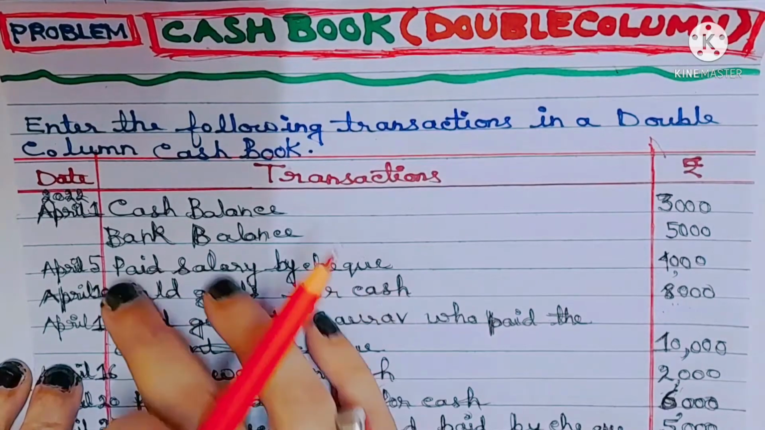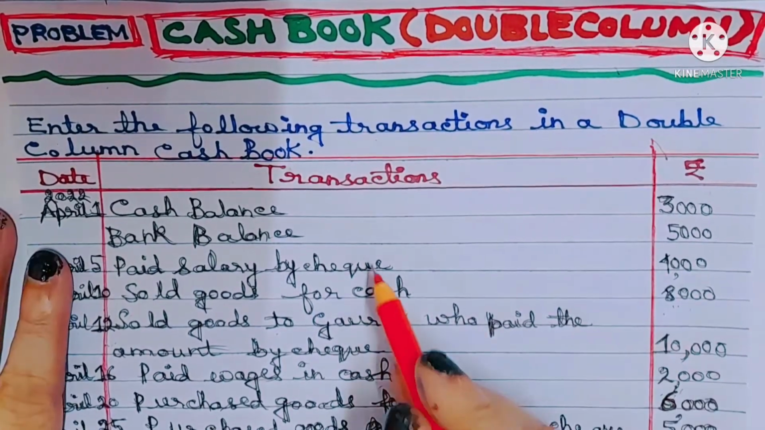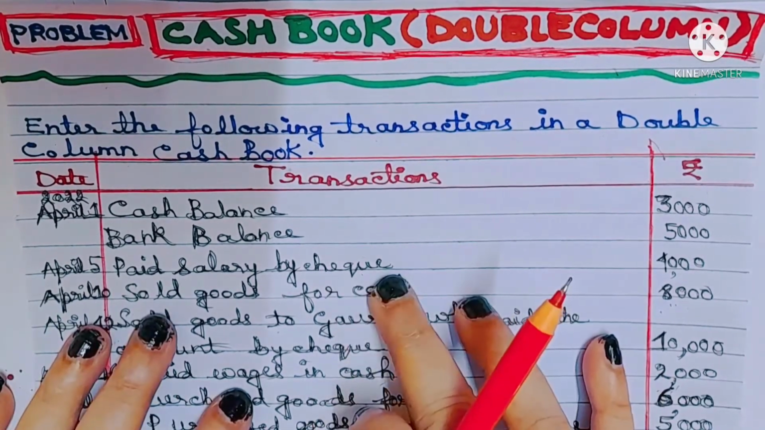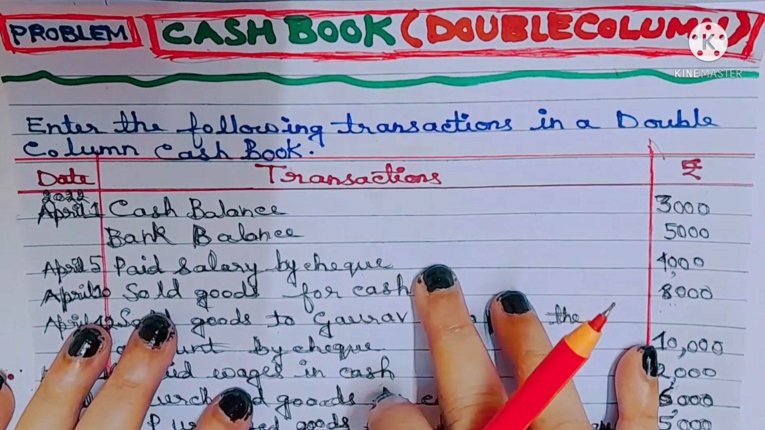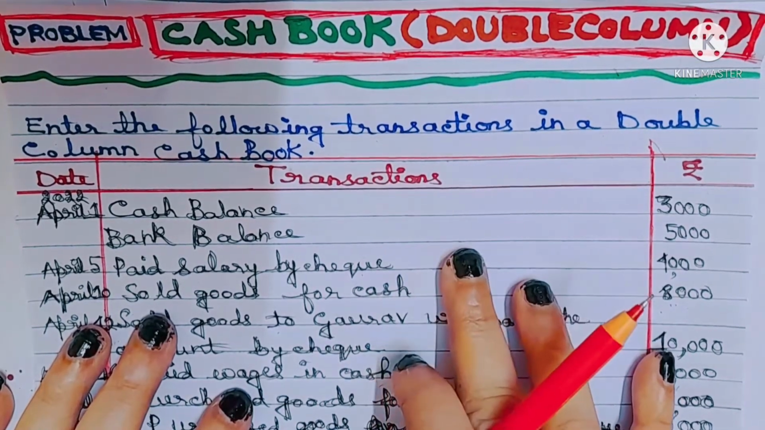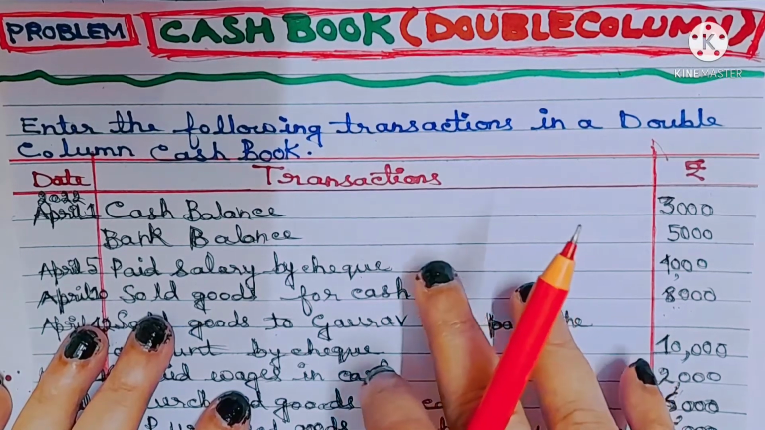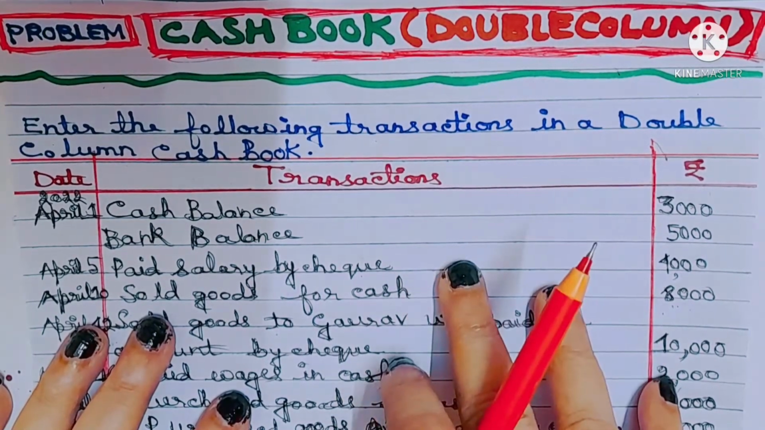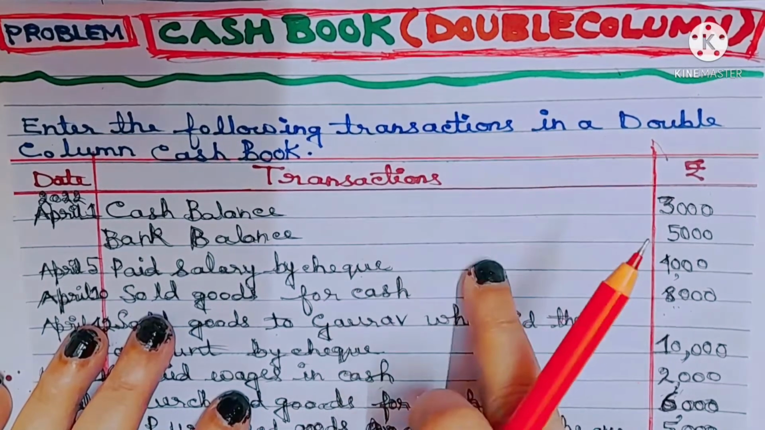The next transaction is on 5th April, paid salary by check 4,000. Check means bank. I've already told you, whenever check is written, it is bank. So what will be the journal entry? The journal entry will be salary account debit to bank account. Since we have a bank column, now we'll have to look at the position of bank account. So what is the position of bank account? Since bank account is on the credit side, salary will also be on the credit side.